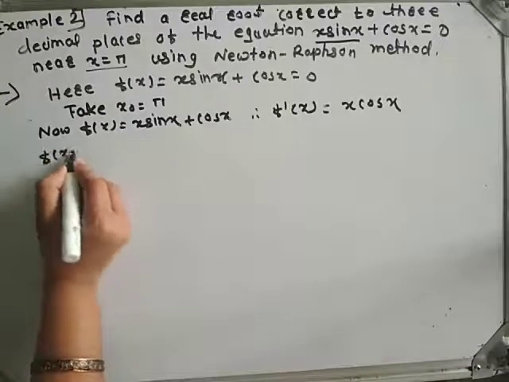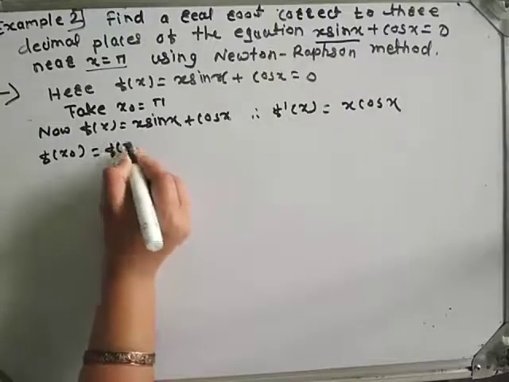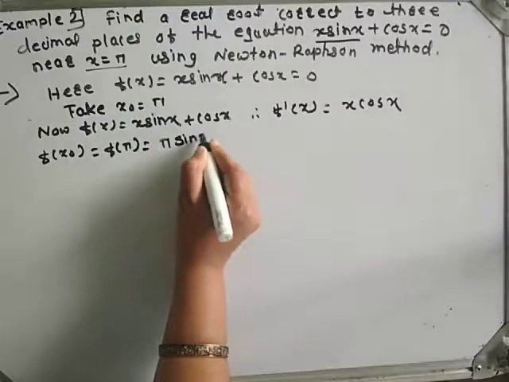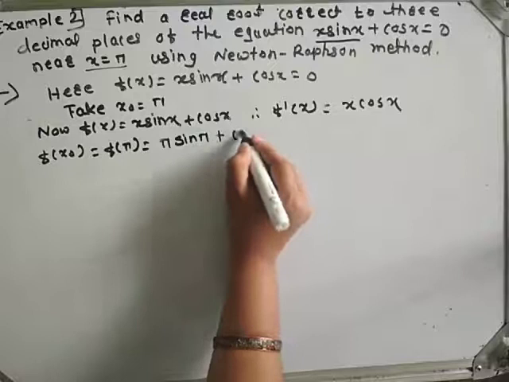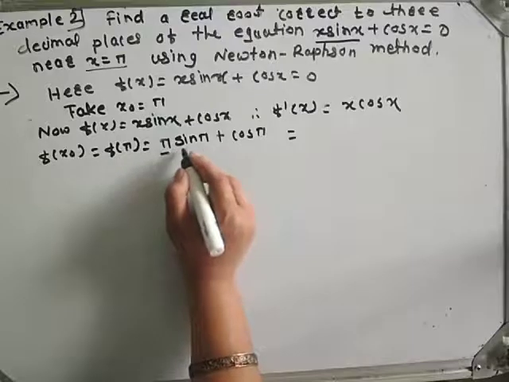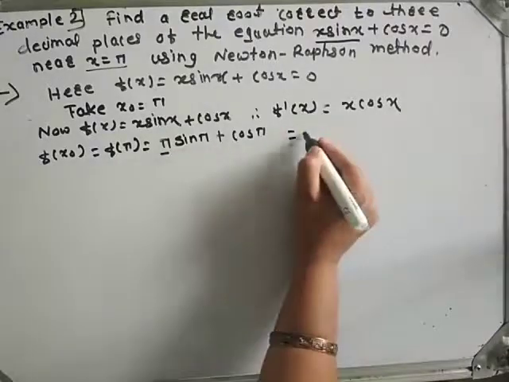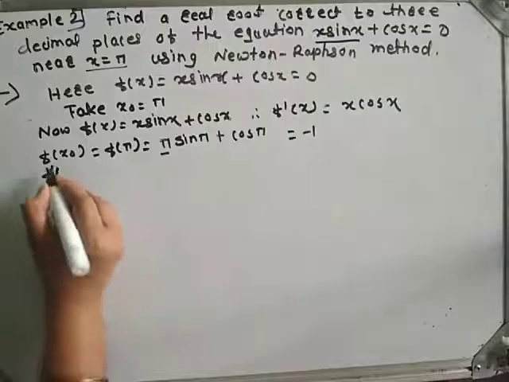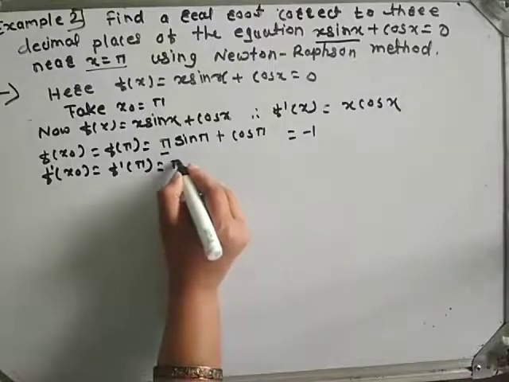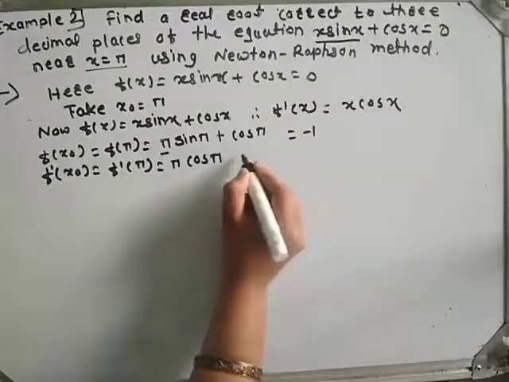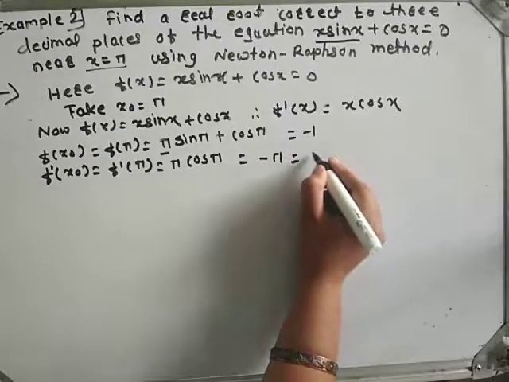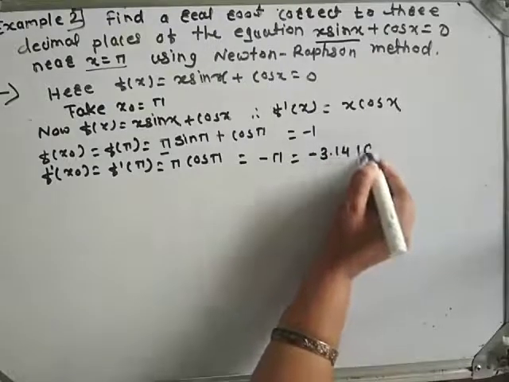Now we have to find f of x0 means f of pi, which is equals to pi into sin pi plus cos pi. Sin pi is 0, therefore pi into sin pi is 0 plus cos pi is minus 1. Next, f dash of x0 is equals to f dash of pi, which is equals to pi into cos pi, which is equals to minus pi, and value of pi is 3.1416.